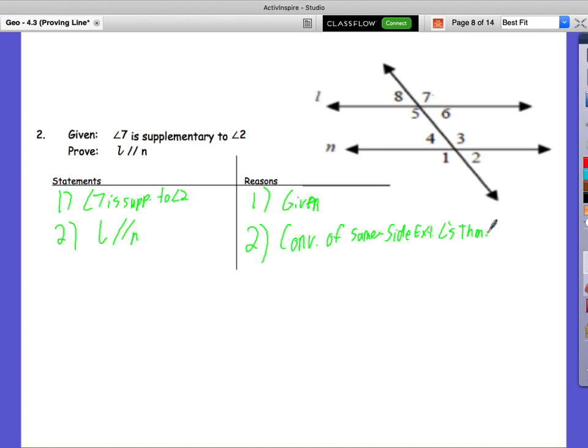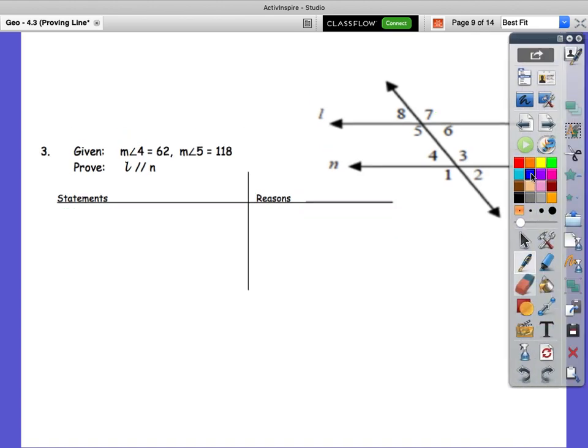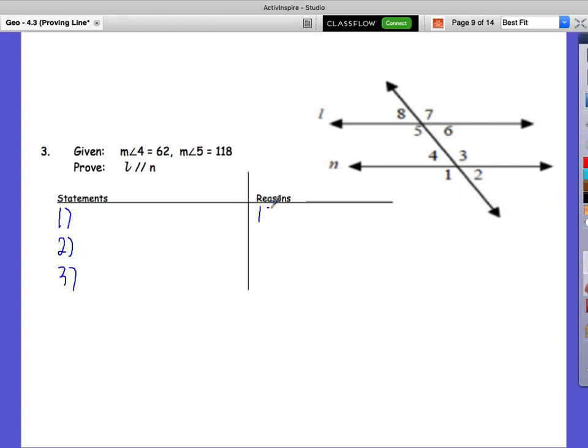Okay. So on to the next one. Okay, this one's a 3-stepper, and we'll see why. I think we all know our first statement though. What would that be? The given. Measuring angle 4 is equal to 62 degrees, comma, measuring angle 5 is equal to 118 degrees.